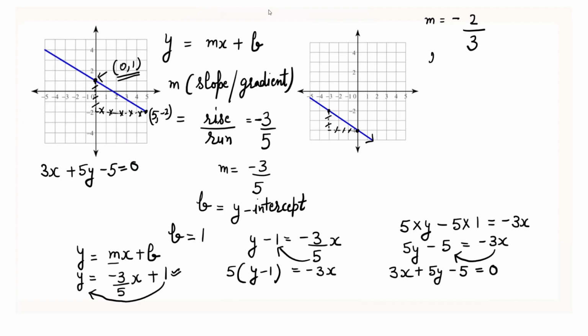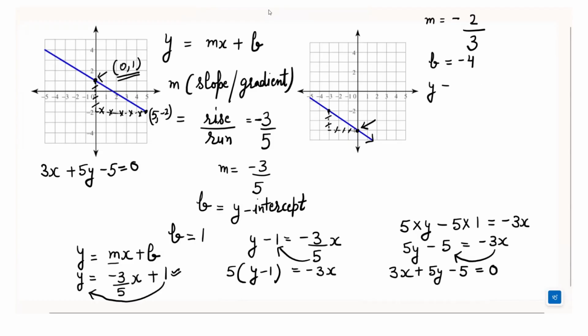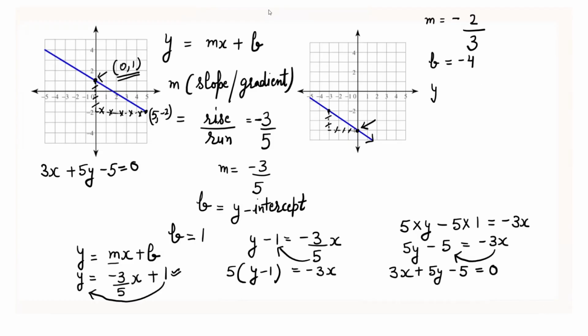Now what's the value for b? B is equal to, here you can see it is passing through the value of y, which is negative 4. So the value of b is negative 4. So the equation is y equals mx plus b, where the value of m is negative 2 over 3 and the value of b is negative 4.